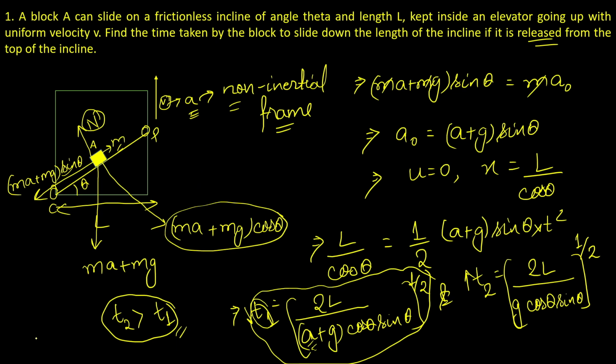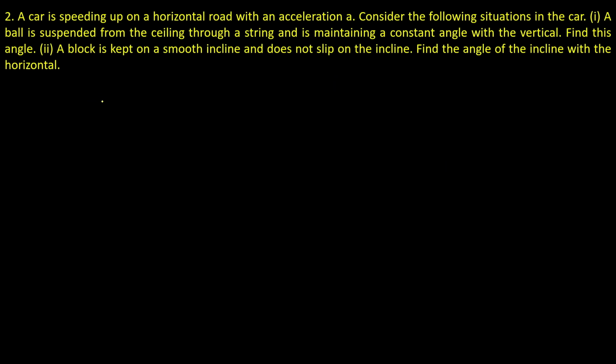Now let us move towards the next question. This is the next question. A car is speeding up on a horizontal road with an acceleration a. Speeding up on a horizontal road. Okay, the road is horizontal.